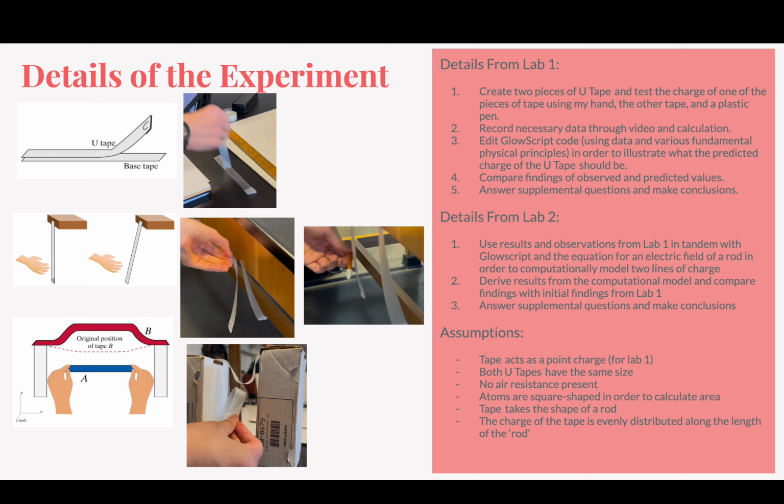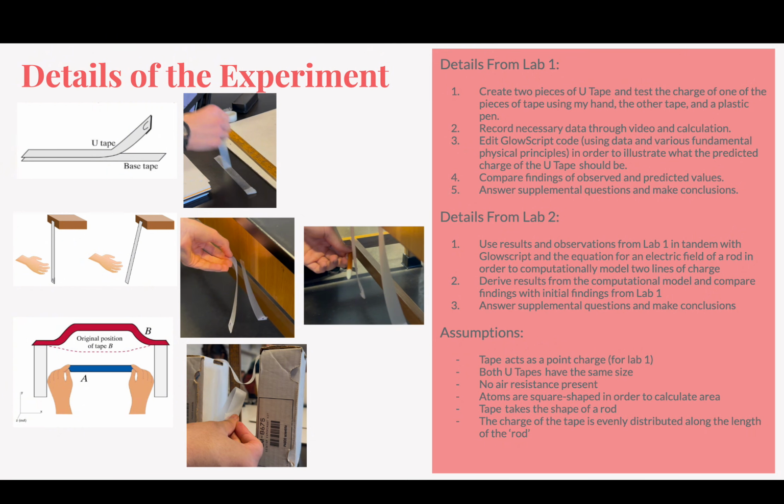For this lab, we used the results and observations from the previous lab in tandem with GlowScript and the equation for the electric field of a rod in order to computationally model 2 lines of charge. The results of this computational model were then compared with the findings from Lab 1. The next step was to answer supplemental questions and make conclusions.